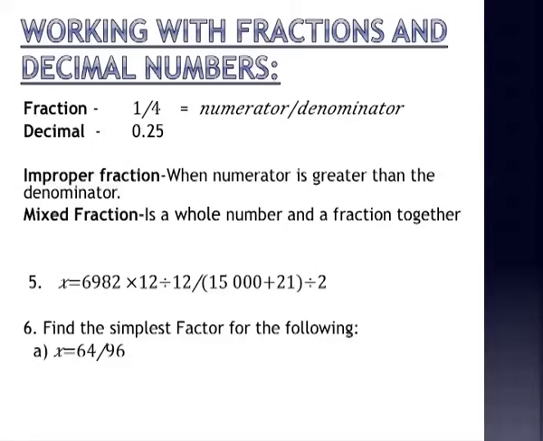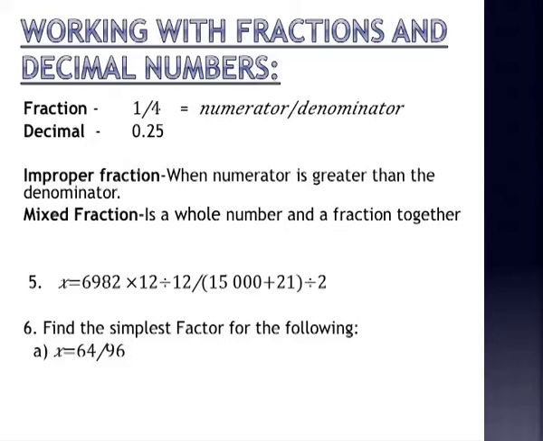Working with fractions and decimal numbers. As you can see on our slide, there's an example of a fraction, which is 1 over 4. Now this fraction consists of a numerator as well as a denominator. In this case, the numerator is number 1 and the denominator, which is the number at the bottom, is number 4. There are also instances within the financial world where you'll work with decimal numbers. And in this case, this fraction of 1 over 4 converted into a decimal number is 0.25.